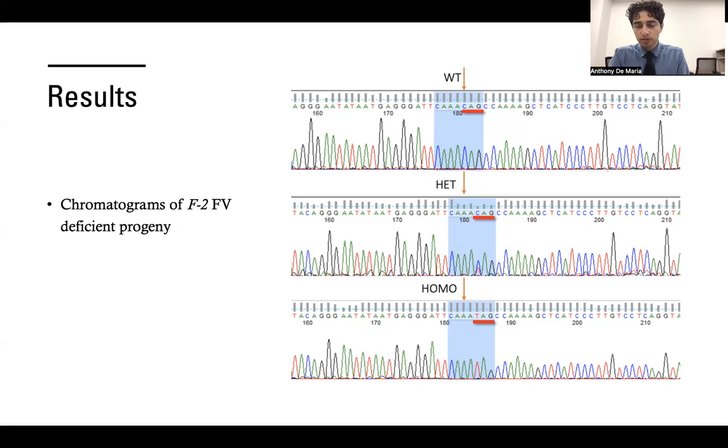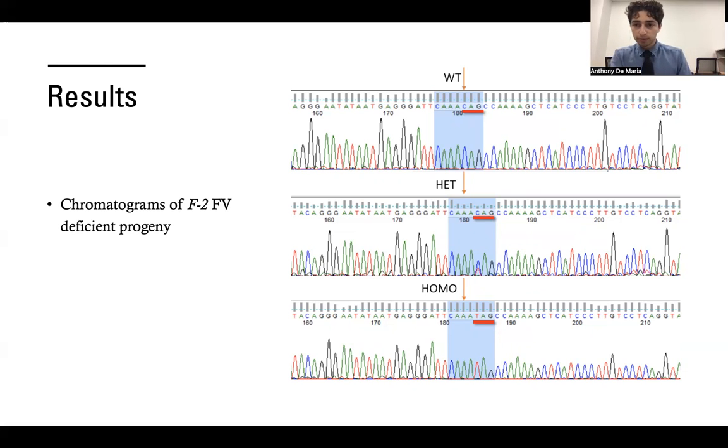So it changed the base. There was a point mutation that changed the C to a T, making a TAG codon. And TAG, if you don't know, is a stop codon. So this mutant will have a premature stop in the translation of this protein, resulting in deficiency.